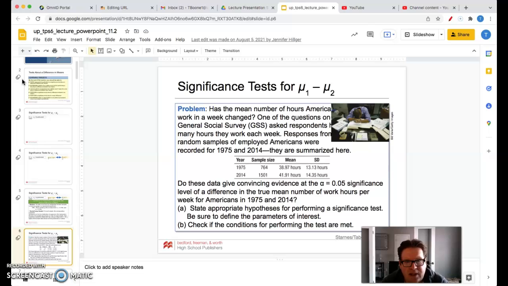Okay, so here we go. Let's take a look at it. Has the mean number of hours Americans worked in a week changed? One of the questions on a General Social Survey asks respondents how many hours they work each week. Responses from random samples of employed Americans were recorded for 1975 and then 2014. They're summarized there. We have some data there. Do these data give convincing evidence at the 5% significance level of a difference in the true mean number of work hours per week for Americans in 1975 and 2014? So we're going to state the appropriate hypotheses, define those parameters, and then check to see if our conditions are met.